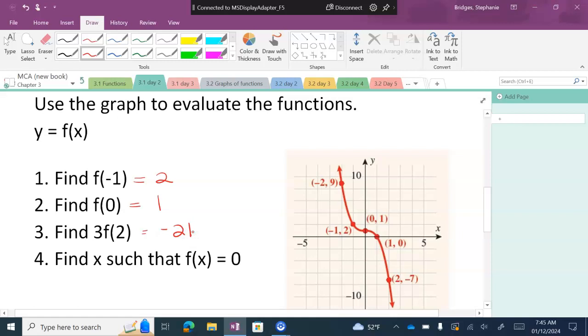And then what is x when f of x is equal to 0? 1. Anybody have any questions there? Okay. All right, so that's going to be the first part of what we're doing.